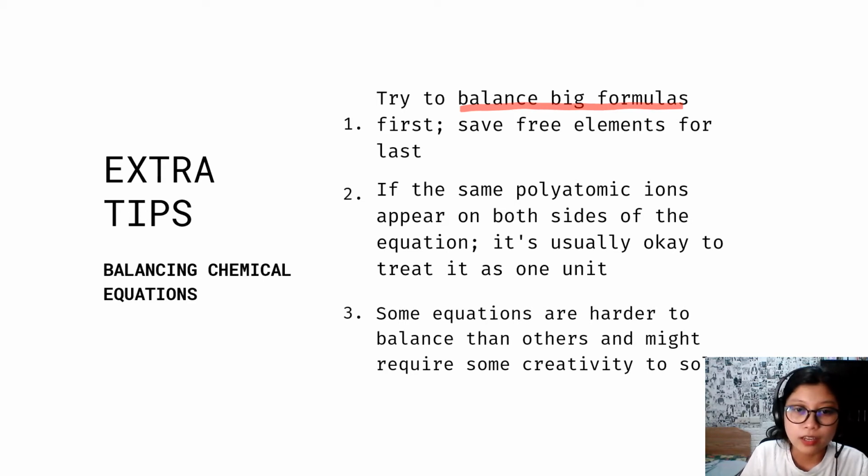Second one, if the same polyatomic ions appear, I want you to note, on both sides of the equation, it's usually okay to treat it as one unit. Right? So here's a condition. You have a polyatomic ion, but the same polyatomic ion must be seen in the product side. That's the condition for the second tip. The third one is more on creativity since some equations are harder to balance. Right, so let's proceed to some application of balancing.